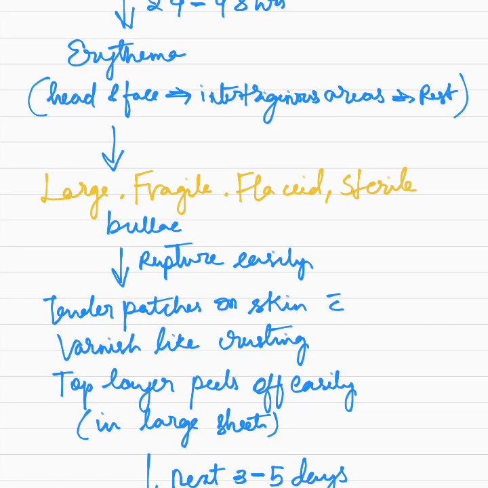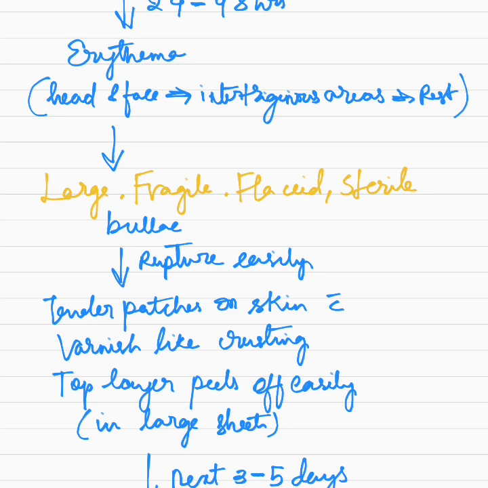This erythema is followed by formation of large, fragile, flaccid, sterile bullae. So each term is really important for describing the bullae seen in 4S. So they are large, they are very fragile and flaccid, and they are sterile. That is, there are going to be no bacteria present on culture.